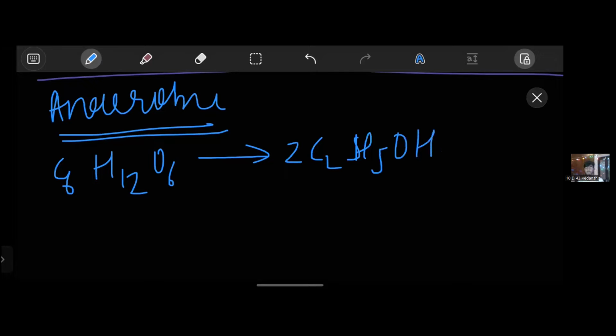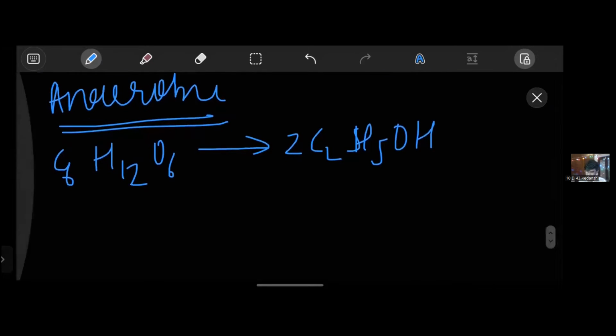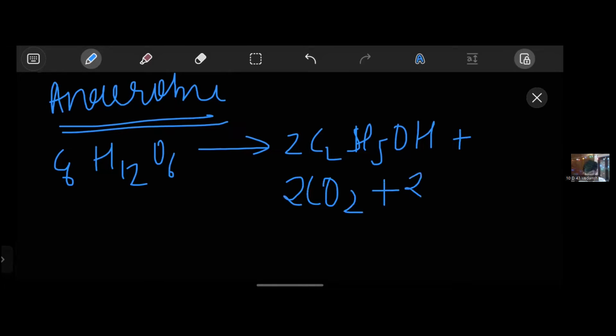2C2H5. Naseeb to dekho, abhi main apna lecture complete karke aa raha hu organic chemistry ka aur yahan tum logo ko ethanol padha raha hu. Nice. So C2H5OH plus aur kya hai hamare paas? 2 carbon dioxide plus 2 ATP.